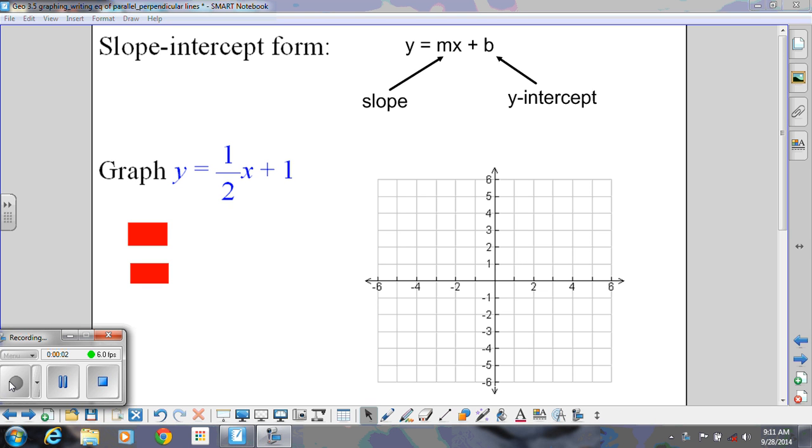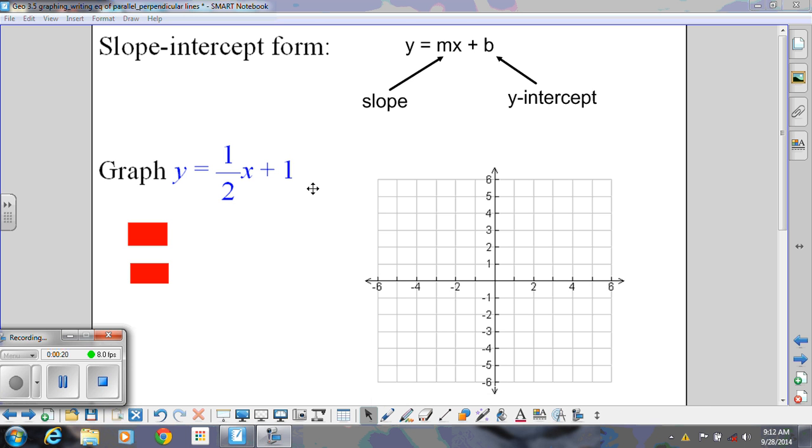Hello guys, in this video we're going to review how to graph a line. So this should all look familiar from Algebra 1. In this first form, slope-intercept form, remember that's y equals mx plus b. Also remember that m is your slope and b is your y-intercept.